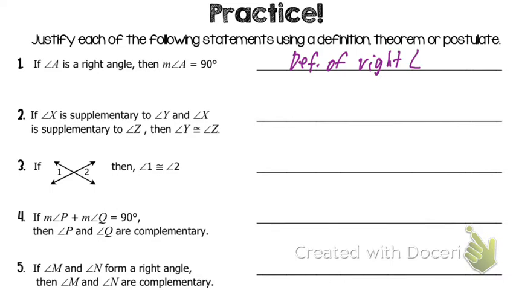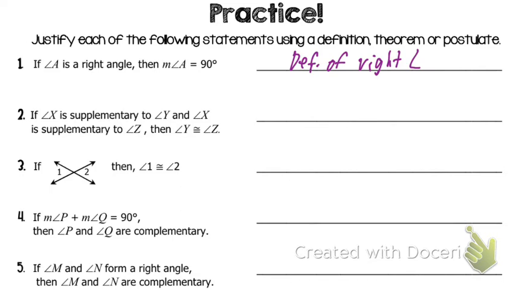Question on that first one? Yes, why can't you put definition of complementary? Great question. Why wouldn't it be complementary, Ray? Because it doesn't mention complementary. If angles are complementary, you have to have two angles adding up, and this is just one angle. Okay, that's a good question.